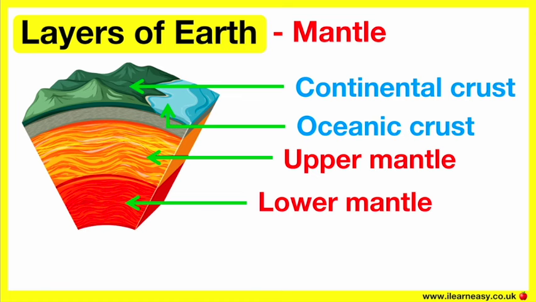The temperature of this layer is extremely hot. It becomes hotter the further down we go. Magma can push through holes or cracks in the crust. These can cause volcanic eruptions. When magma flows or erupts onto the Earth's surface, it's called lava.